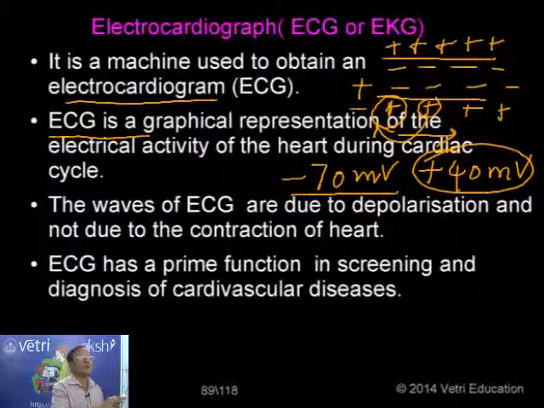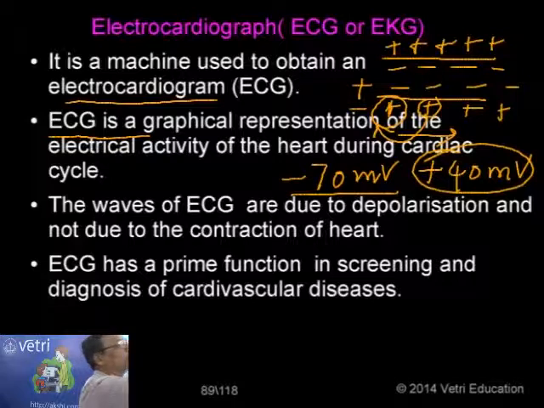So this is what we call depolarization. We are getting different waves during ECG, that is, in the graph of the ECG, and all the waves are due to depolarization and not because of the contraction of the walls of the heart.